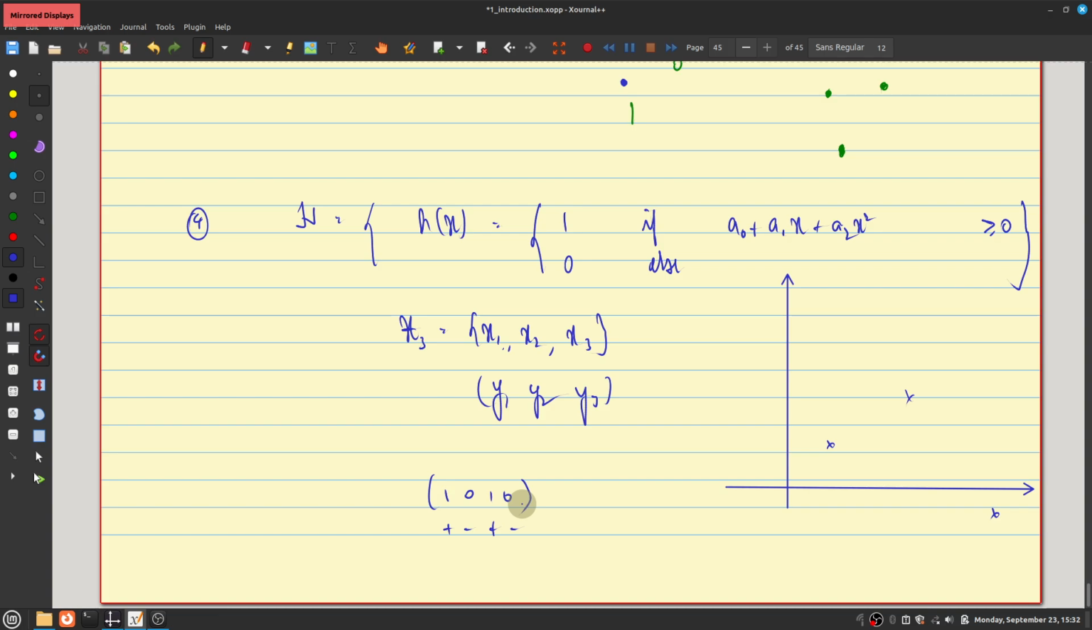Right? So in general, if this were any polynomial of degree k or degree at most k, then what would be the VC dimension? K plus 1, right? So in this case, it's equal to 3 in general.